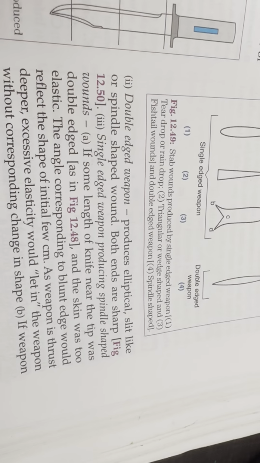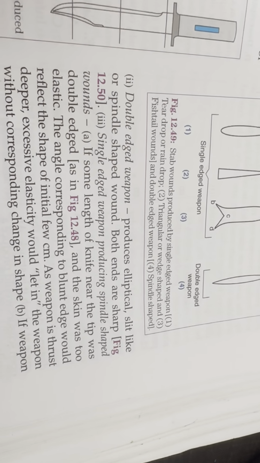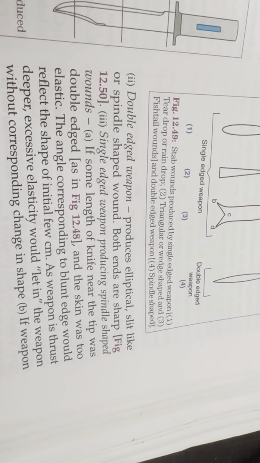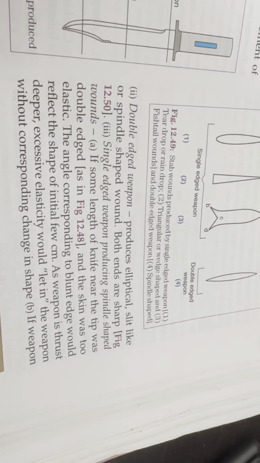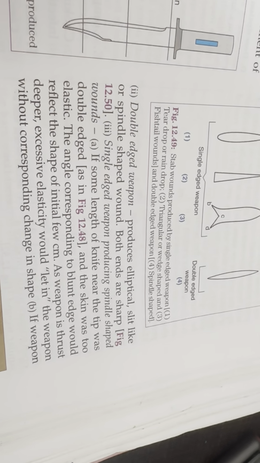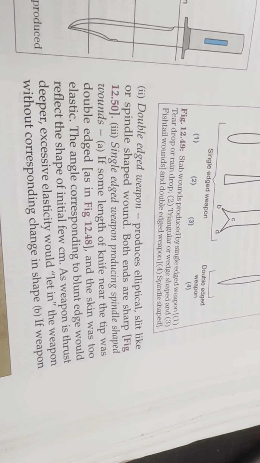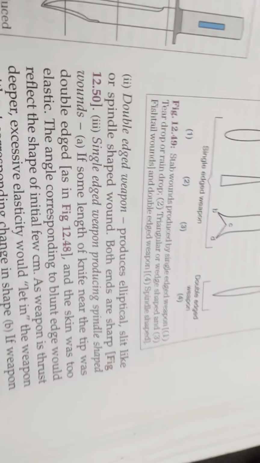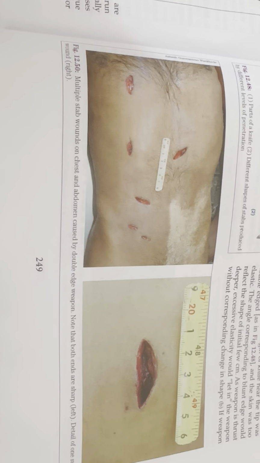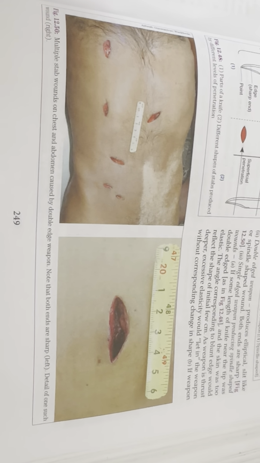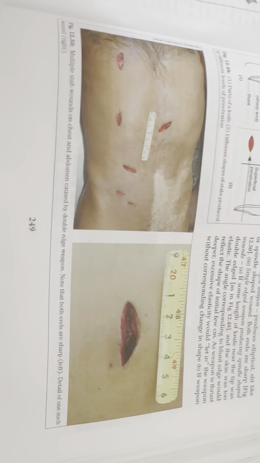Single-edged produces a spindle-shaped wound if some length of the knife near the tip was double-edged and the skin was too elastic. The angle corresponding to the blunt edge would reflect the shape of the initial few centimeters. If the weapon is thrust deeper, excessive elasticity would let the weapon through without a corresponding change in shape. Multiple stab wounds with a double-edged weapon, and the shape of the wound ends are sharp.